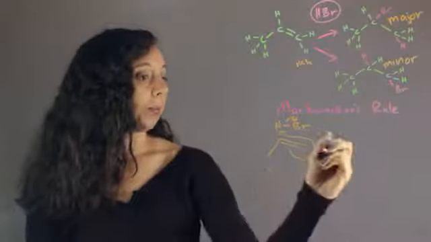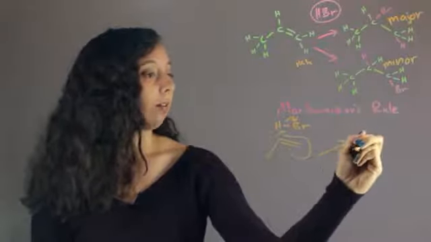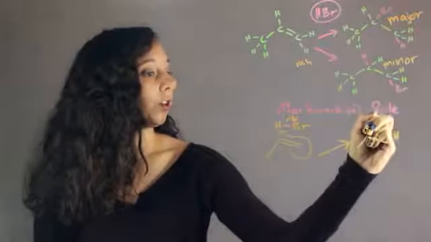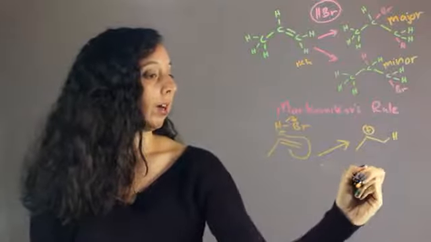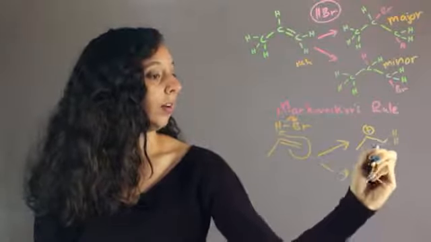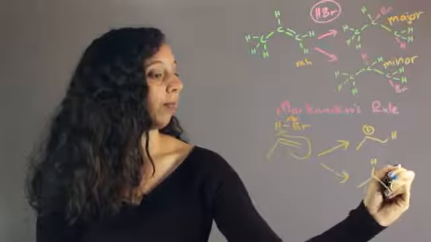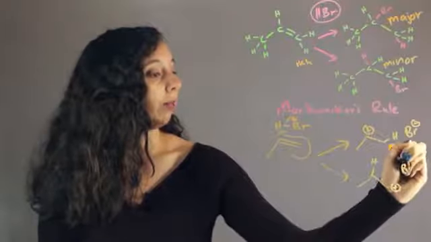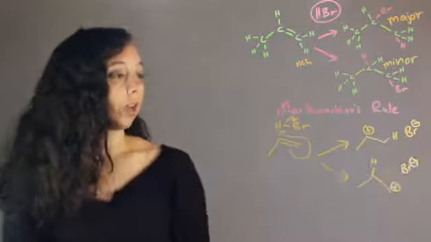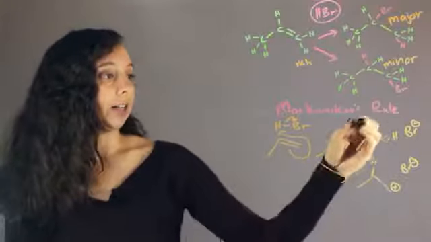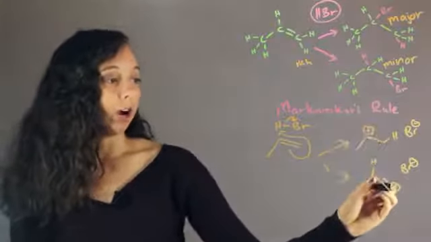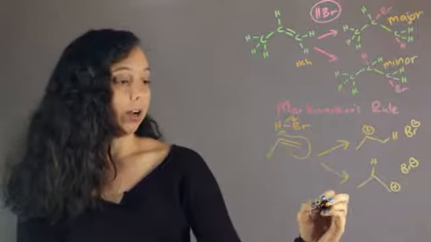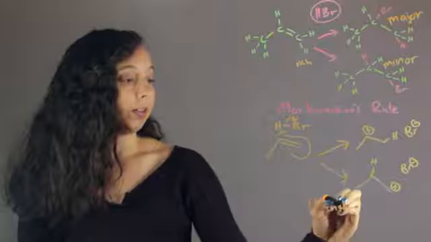And so now we have a couple of options. We can draw our alkene having our hydrogen here, creating a positive charge here, or we can have our alkene adding here, creating a positive charge here. Both of these, remember, are going to have a negative bromine floating around. If we look at this, we can see that this is a secondary carbocation, and this is a primary carbocation. And remember that a primary carbocation is much, much, much more unstable than a secondary.